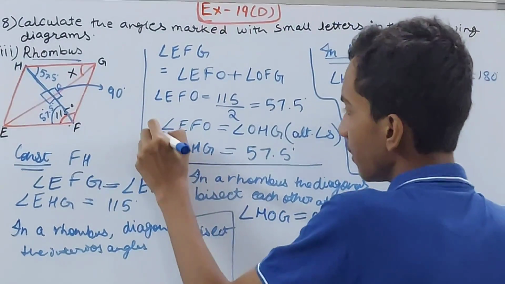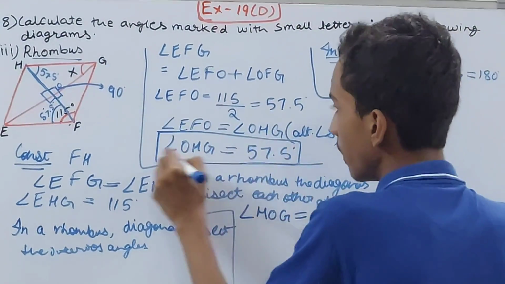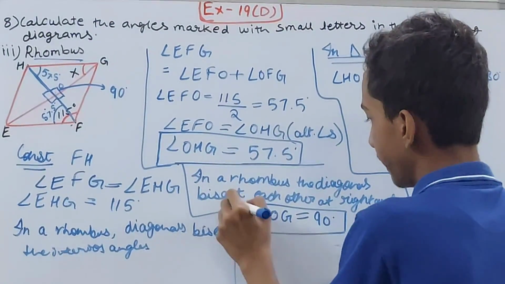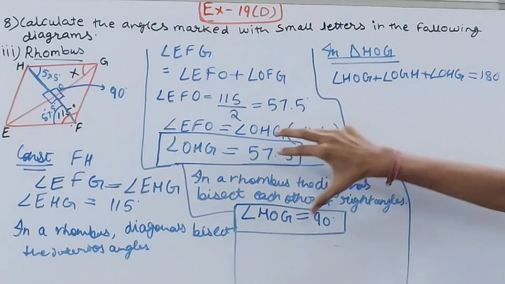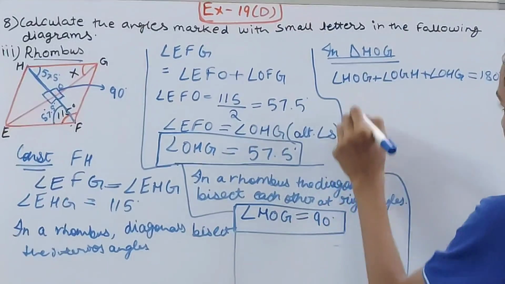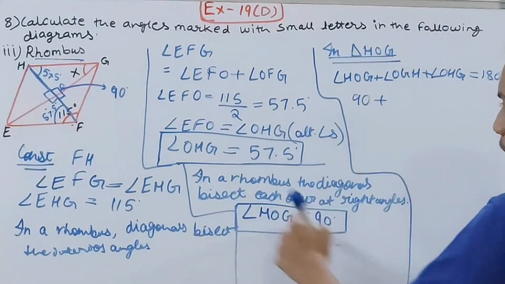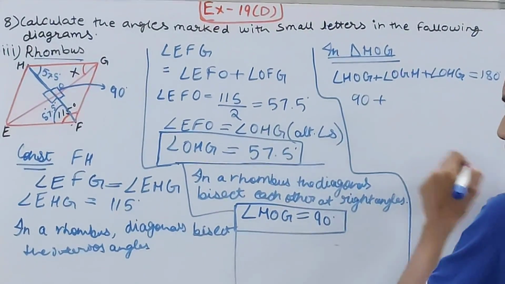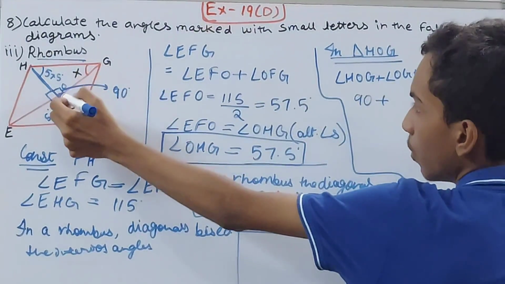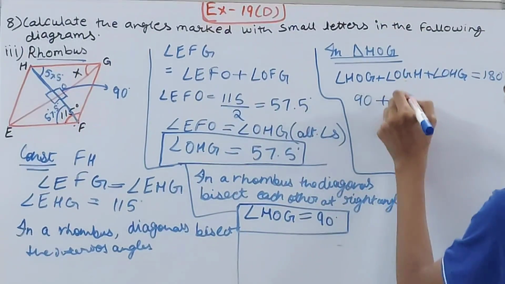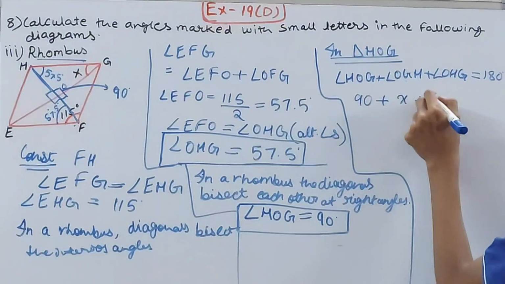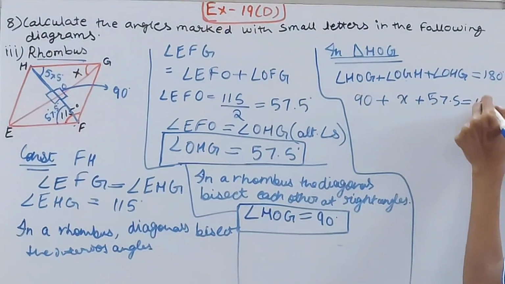Let me tell you what all we have taken out. Angle OHG is 57.5 degrees, angle HOG is 90 degrees. Okay, out of 3, 2 are already here, put them here. So HOG first, 90 degrees, plus your OHG, that is 57.5, and OGH, this is X. In place of OGH write down X. OHG you have taken out, 57.5, write that down, equals 180 degrees.